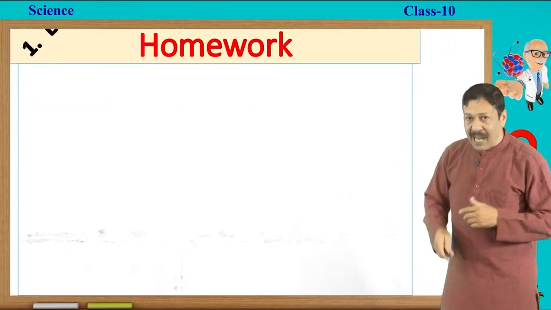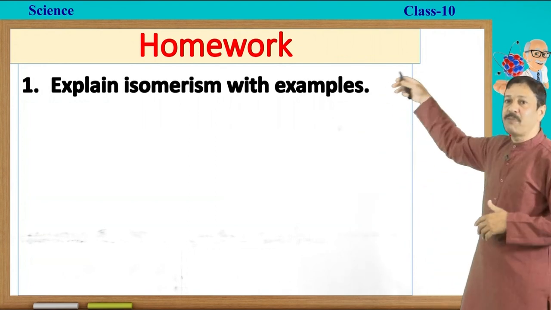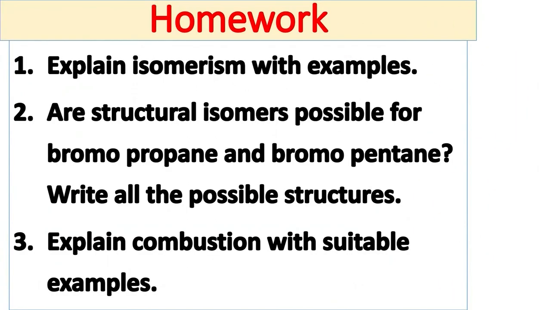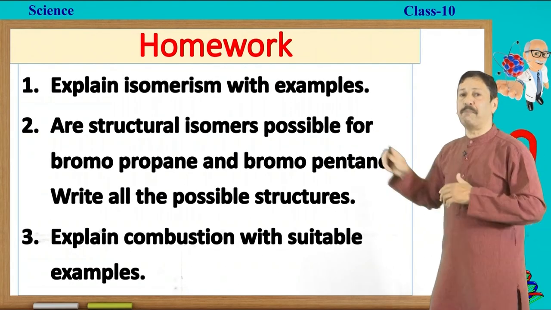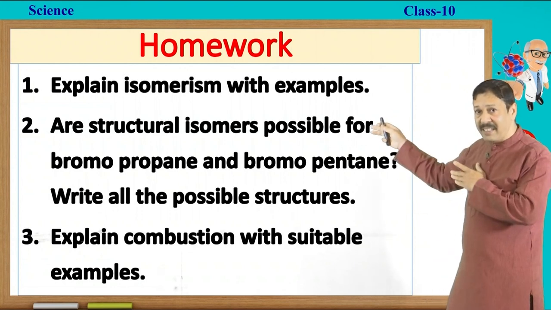Now we came to the last section, that is the homework. Explain isomerism with examples. Are structural isomers possible for bromopentane and bromopropane? Write all the possible structures. It is related to the previous class as well as today's class. Then explain combustion with suitable examples. I hope you are writing down these questions.